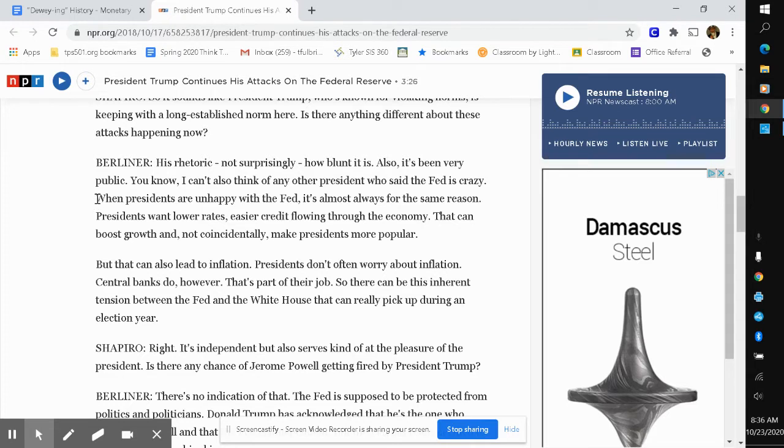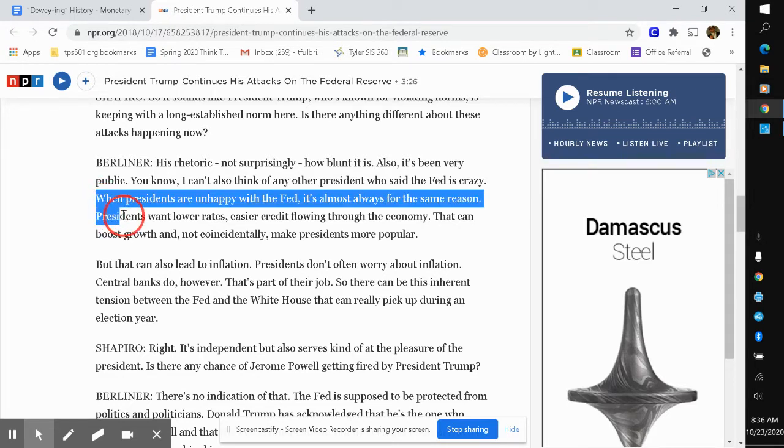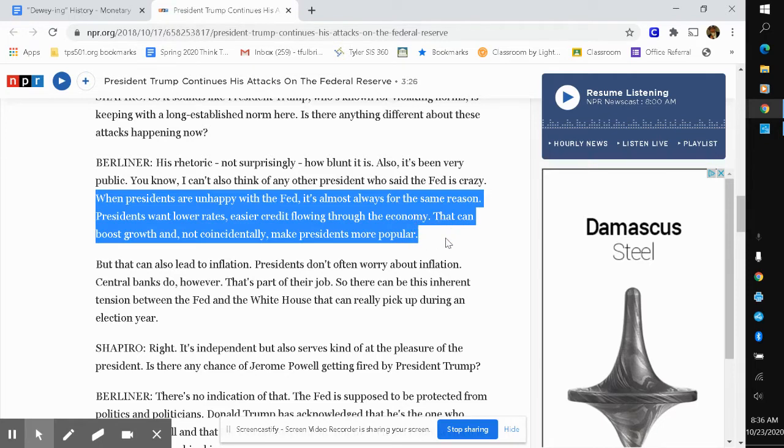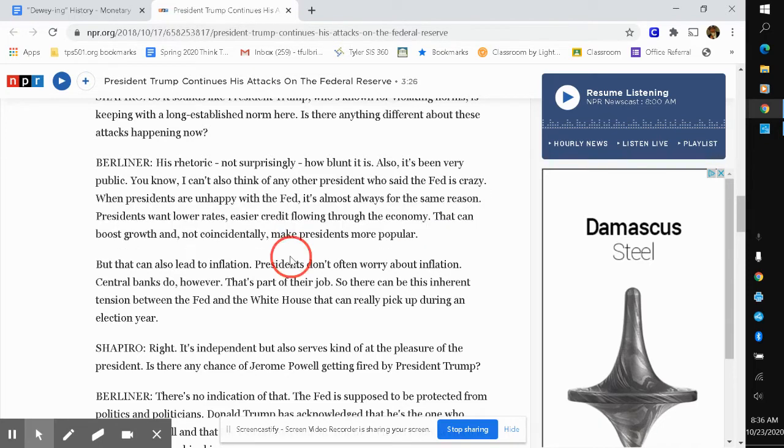When presidents are unhappy with the Fed, it's almost always for the same reason. Presidents want lower rates, easier credit flowing through the economy that can boost growth and not coincidentally make presidents more popular.